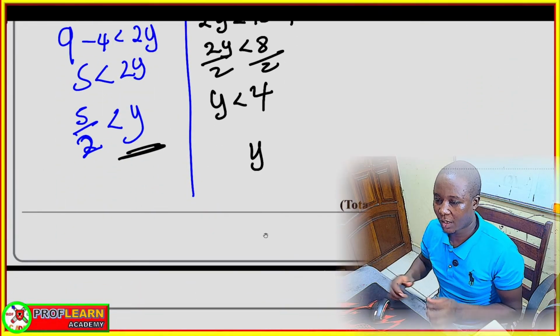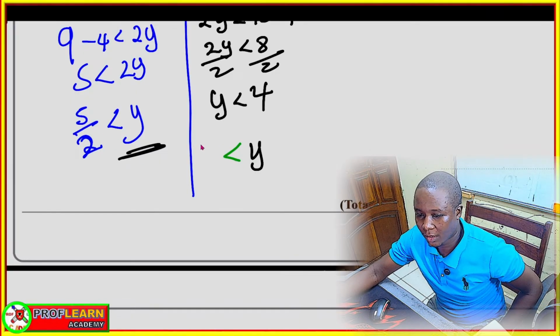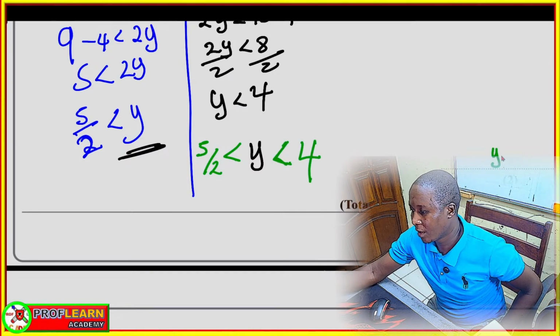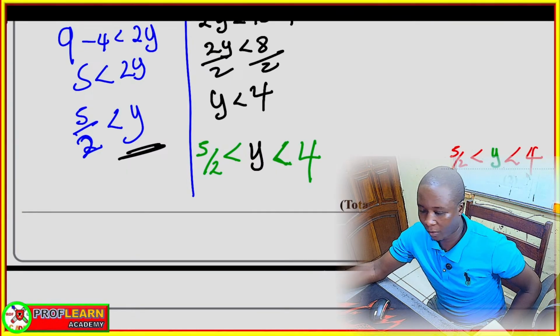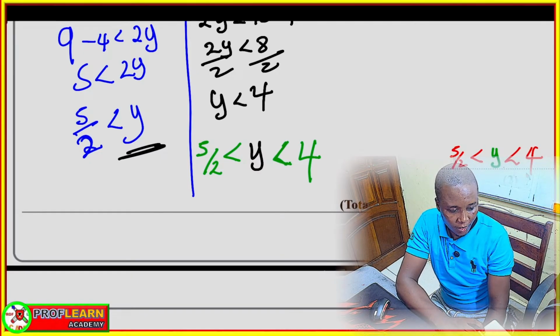So let's finish this part. We are now combining the inequalities that we have here. We shall say y is greater than 5 over 2, but y is less than 4. So that's how you're going to combine these inequalities, and we shall say greater than 5 over 2, less than 4. So that's what you are supposed to do in a question like that.